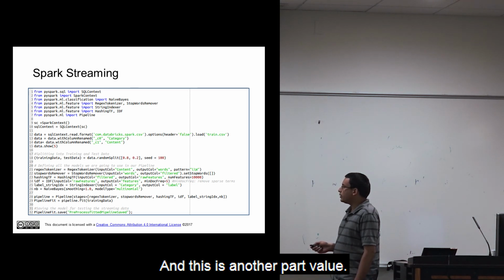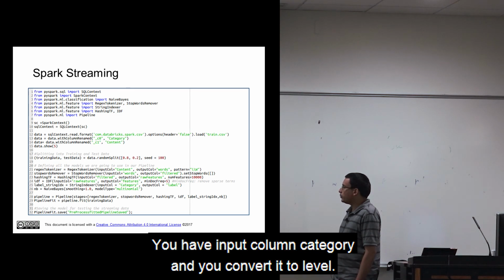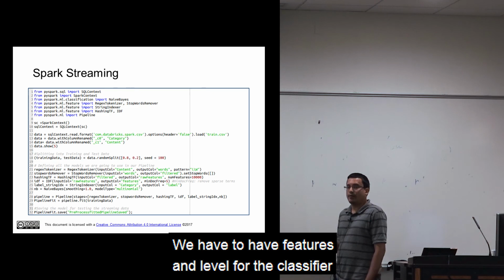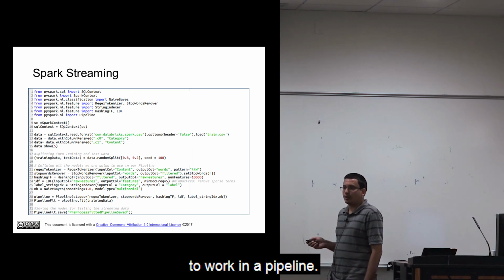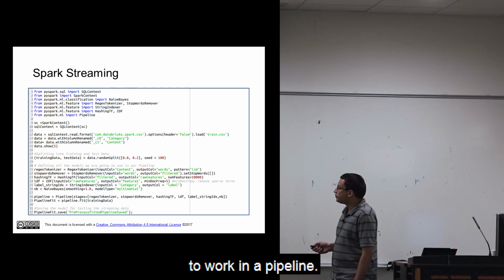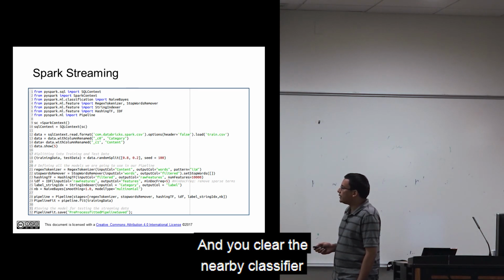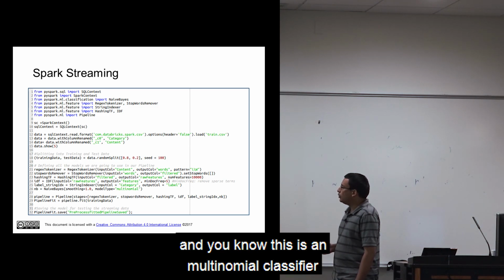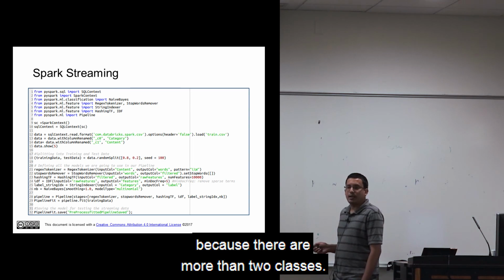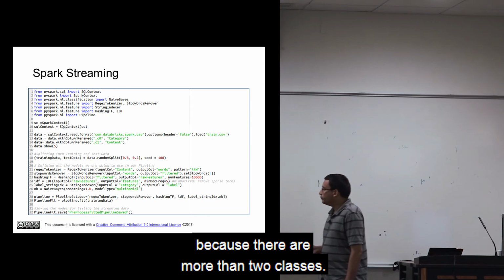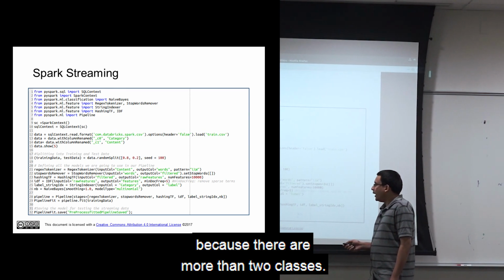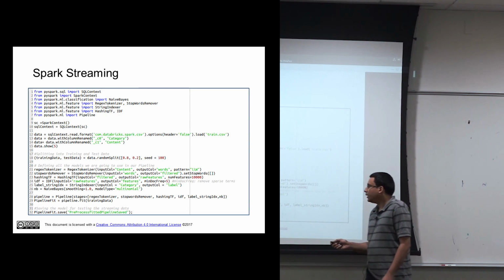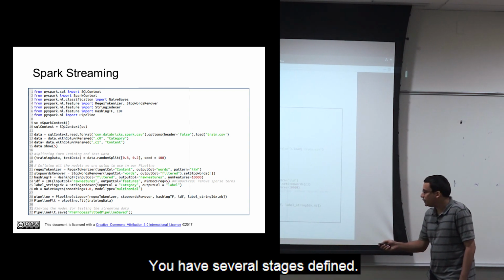And this is another part where you have an input column category and you convert it to label. You remember, we have to have features and label for the classifier to work in a pipeline. And you create the naive Bayes classifier, and you know this is a multinomial classifier because there are more than 2 classes. And you build the pipeline. You have several stages defined.